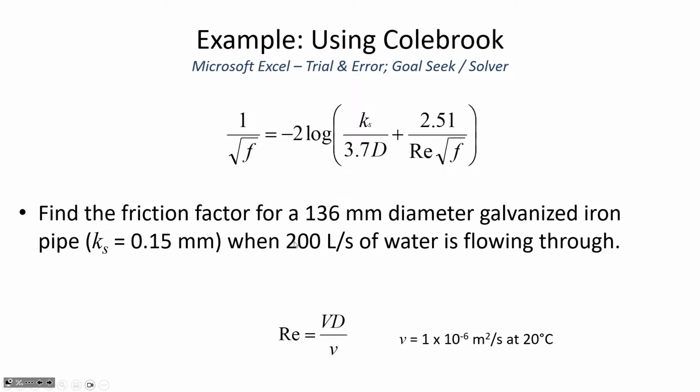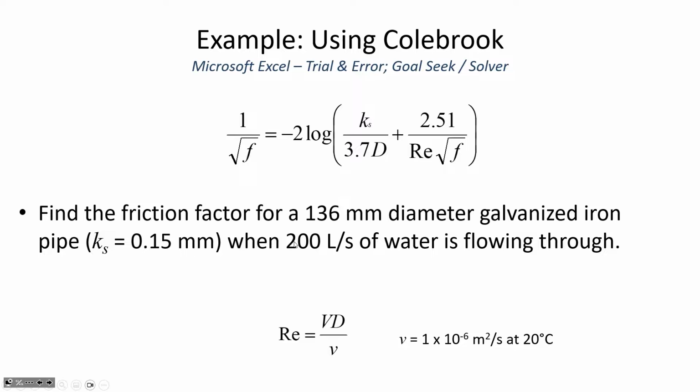But just to set the stage, the pipe diameter is 136 millimeters. K sub S is 0.15 millimeters. Let's calculate the area of the pipe, pi d squared divided by 4. So pi times 0.136 meters squared divided by 4. So the area of the pipe is 0.01453 square meters.